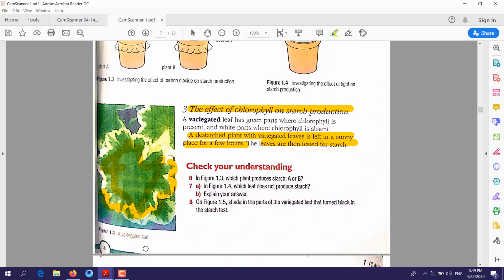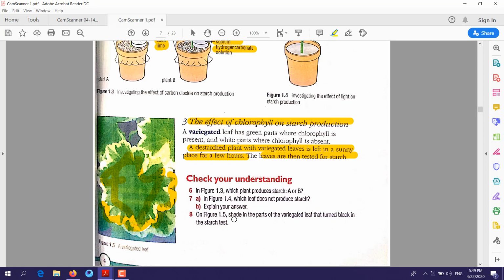On figure 1.5, shade in the parts of the variegated leaf that turned black in the starch test. Which part will turn dark or black? We said the part that contains starch will turn dark or black. So which part of it will turn dark? The green one. Why the green one? Because there is chlorophyll in it, so the process of photosynthesis can take place, and at the end it will produce starch.